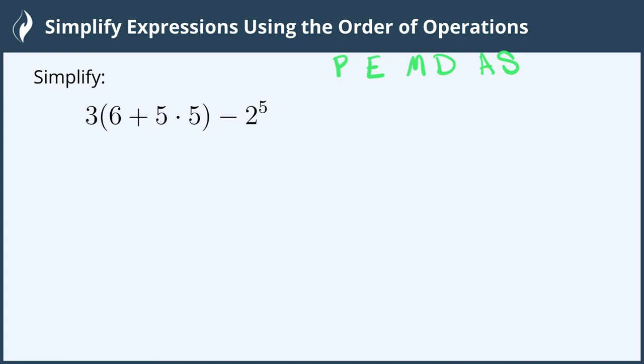The P stands for parentheses, then E represents the exponents. M and D are the same step, and I combine them from left to right, multiplying and dividing from left to right, and then adding and subtracting is also from left to right, and it is also the same step. So we do all of the parentheses first, we do all of the operations inside, then we do all of the exponents, multiplying and dividing, and then adding and subtracting.